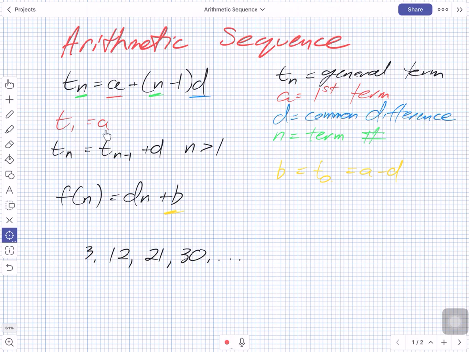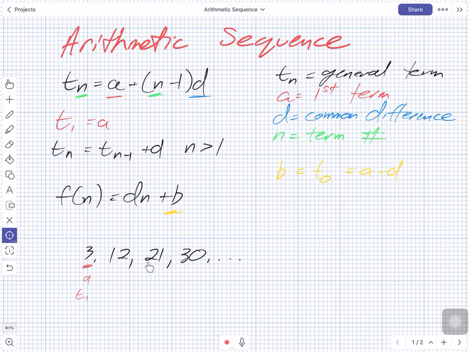T1 is equal to a. Well, a is called the first term. So when we look at this sequence we have below, our very first term, our a or our T1, is 3 in this case, okay? That's important to know. d refers to this value here. This is the common difference.